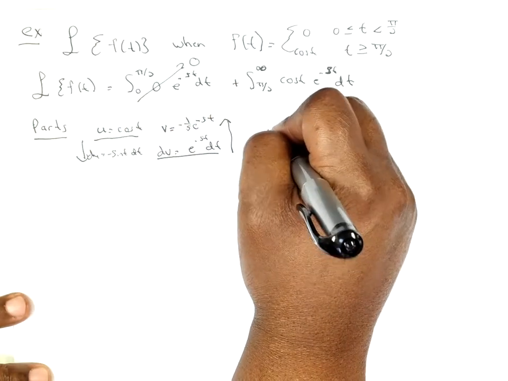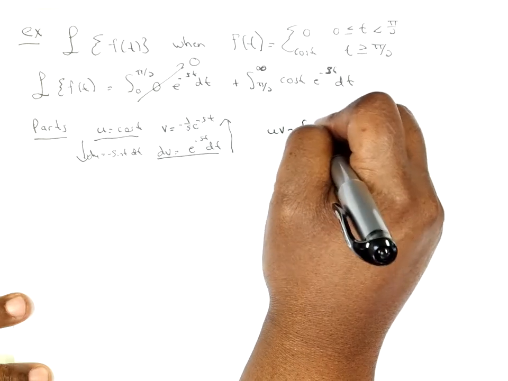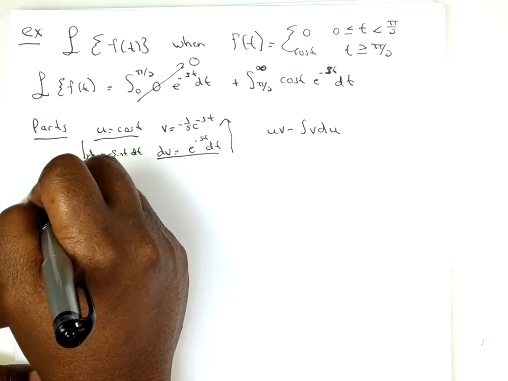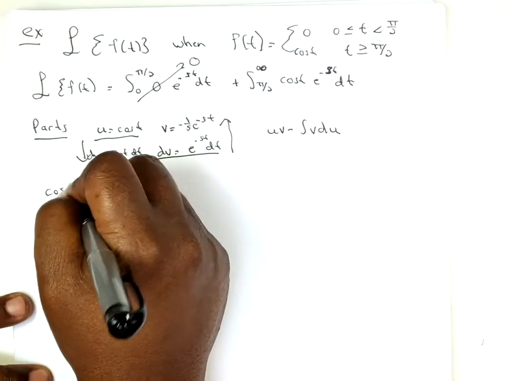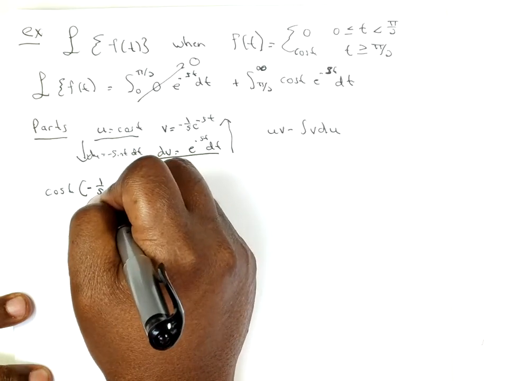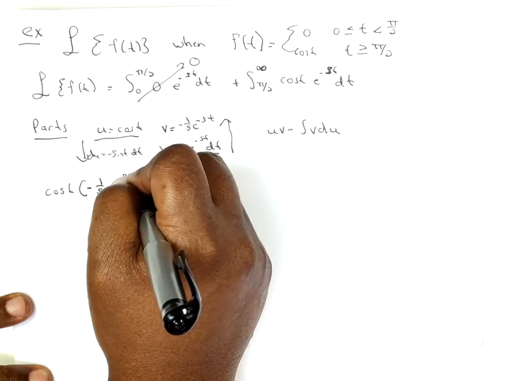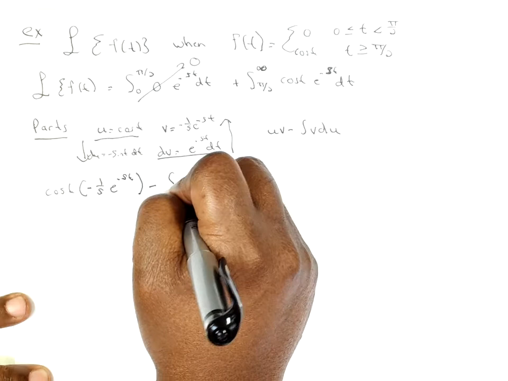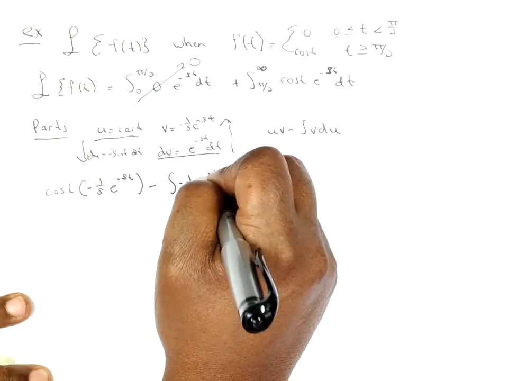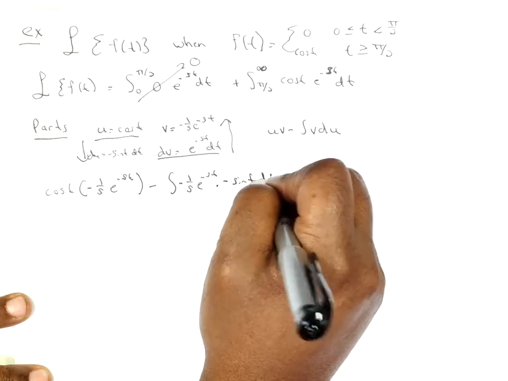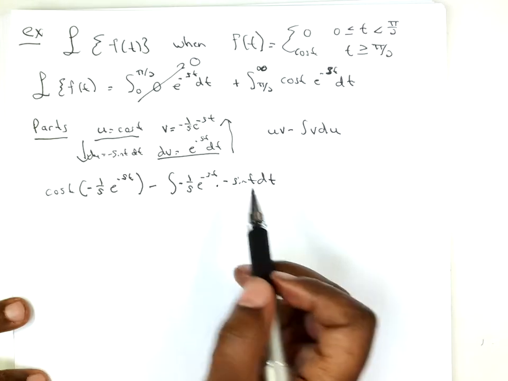So remember, integration by parts is uv minus the integral of v du. So that gives me cosine t times v, which is negative 1 over s e to the negative st, minus the integral of v du. So I get negative 1 over s e to the negative st times negative sine of t dt. So these two negatives cancel each other out.